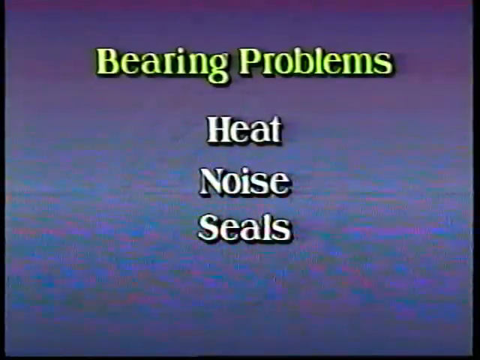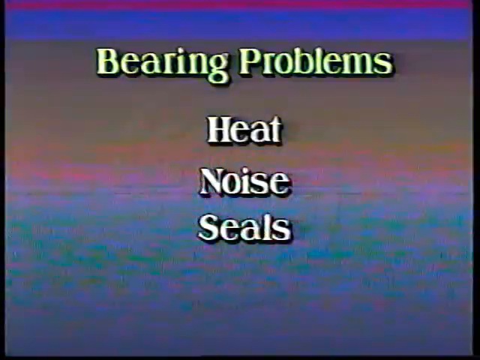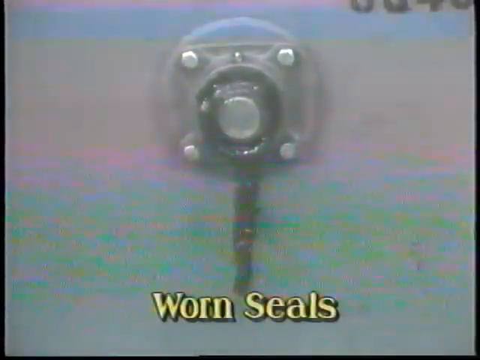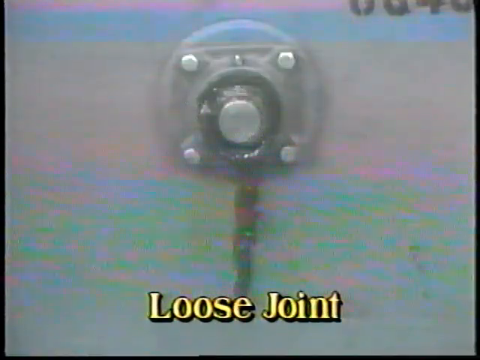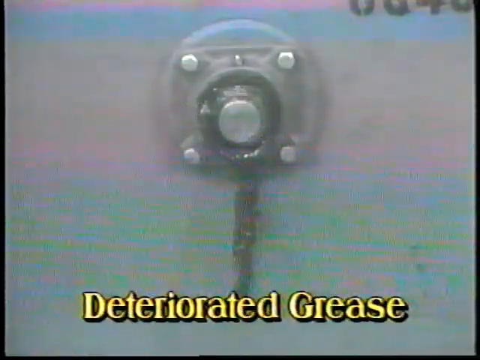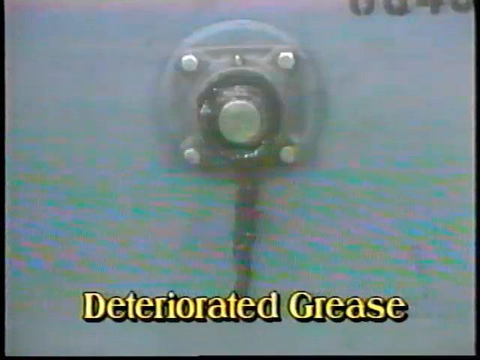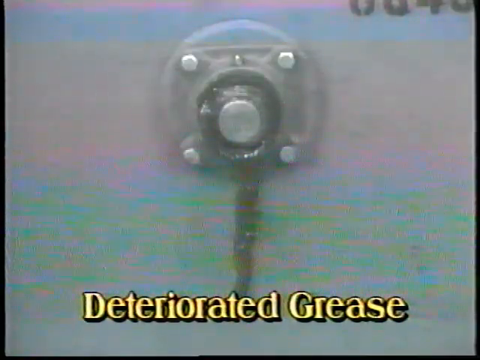Sometimes, problems develop as a result of faulty or damaged seals. Seals have two purposes. They keep out moisture and dirt, and they retain the lubricant in the bearing housing. Any leakage should be investigated immediately, because it could mean that one of the seals has become worn, that the joint between the fitting surfaces of the bearing housing has loosened, or that the grease in the bearing has broken down and may not be providing adequate lubrication.